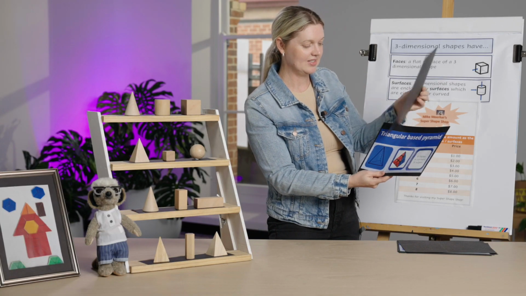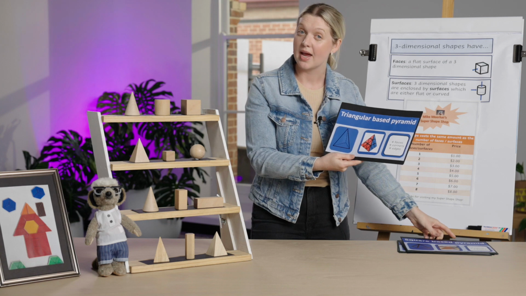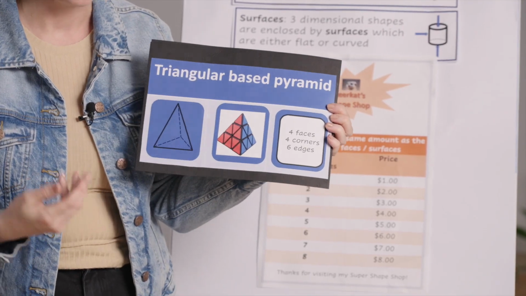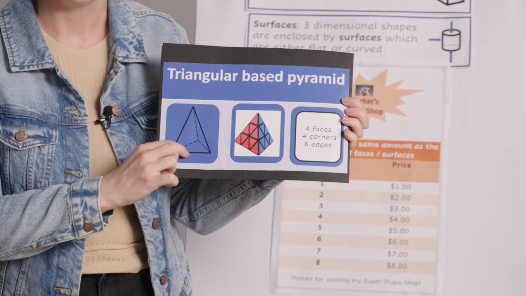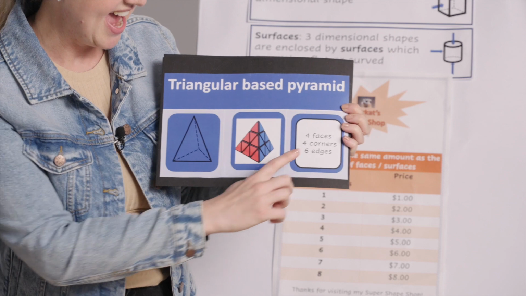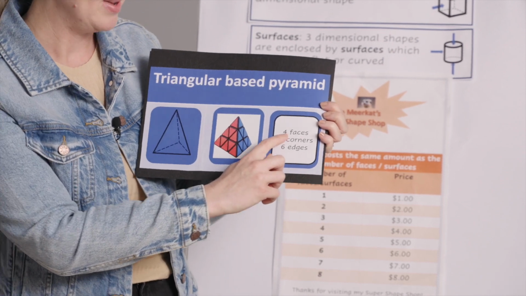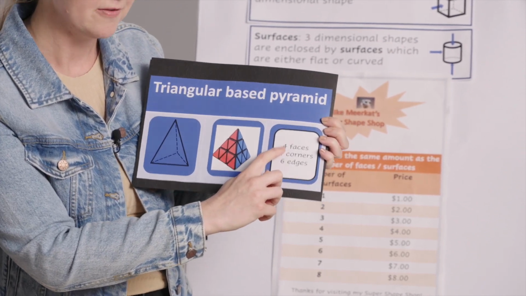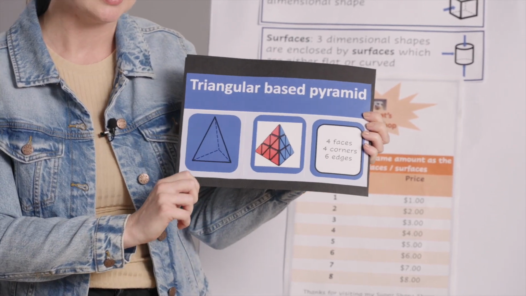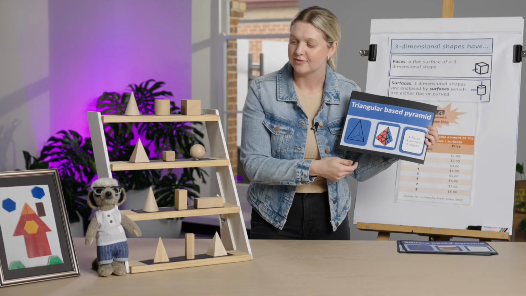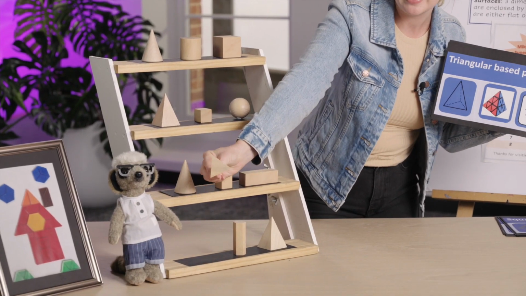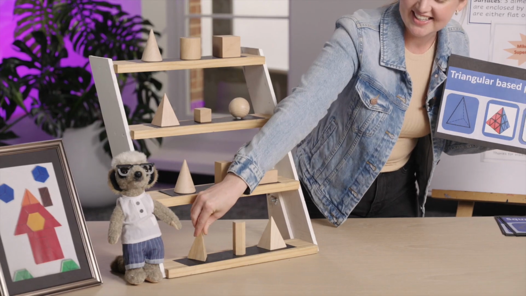Okay, the next one is a triangular based pyramid. Now, triangular based pyramids are similar, but the base is not square, it is triangular. And a triangular based pyramid has 4 faces, 4 corners, and 6 edges. Can you find one on the shelf? Let's have a look. There's the base, it's triangular.